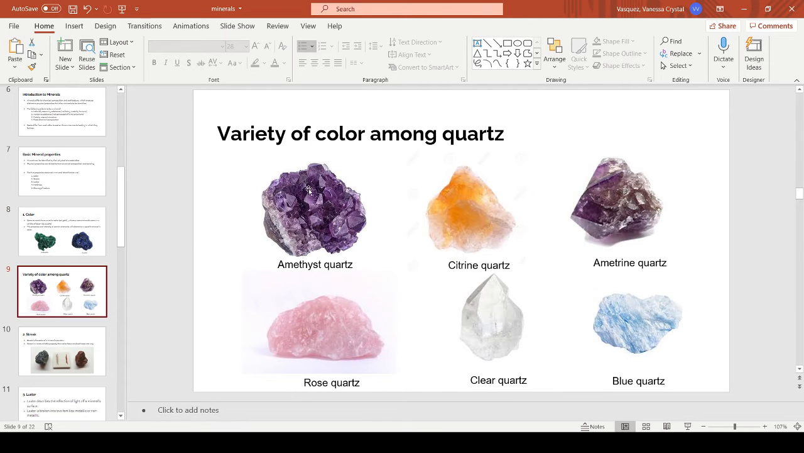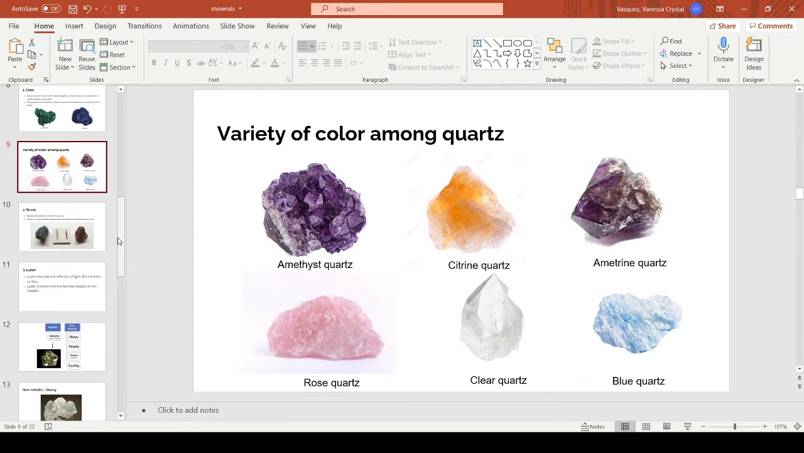Also, this is the variety of color amongst quartz, so it can range from purple to blue, and they are nice crystals to collect as well.